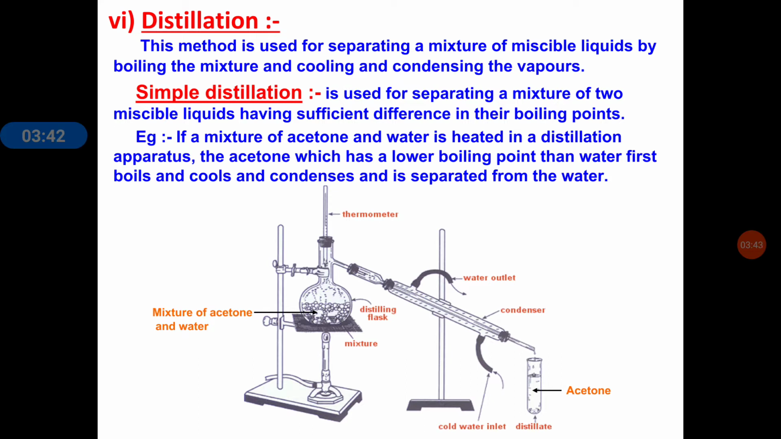Condensing the vapor means if you start boiling that liquid, vapors are formed after boiling, and these vapors are suddenly cooled down. By cooling these, you can separate the other liquid from the mixture, and that liquid which is separated from the mixture is called the distillate.